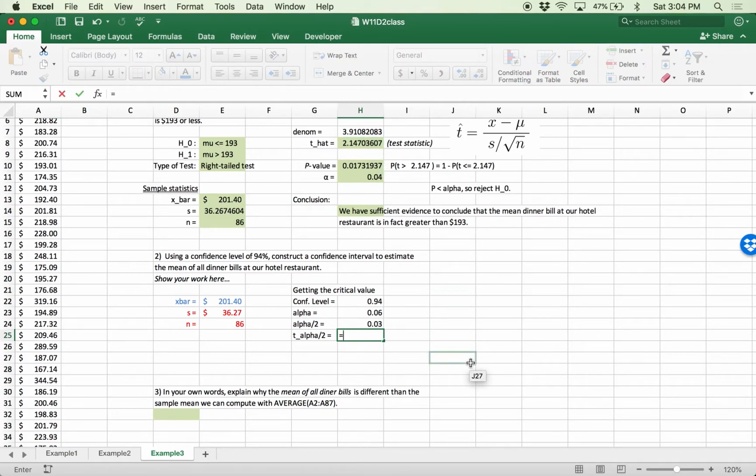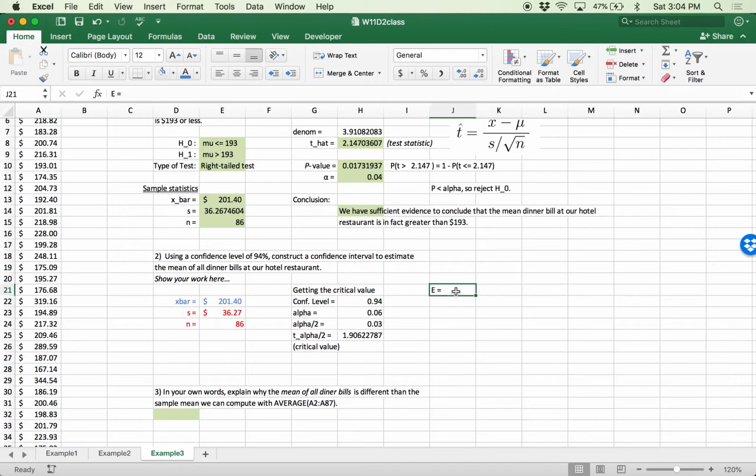Finally, t alpha over 2, remember this is our t.inverse command, and 1 minus alpha over 2 is the area to the left. Our degrees of freedom are going to be 85, right, n minus 1. And so we'll have a t alpha over 2, a critical value here of 1.906.